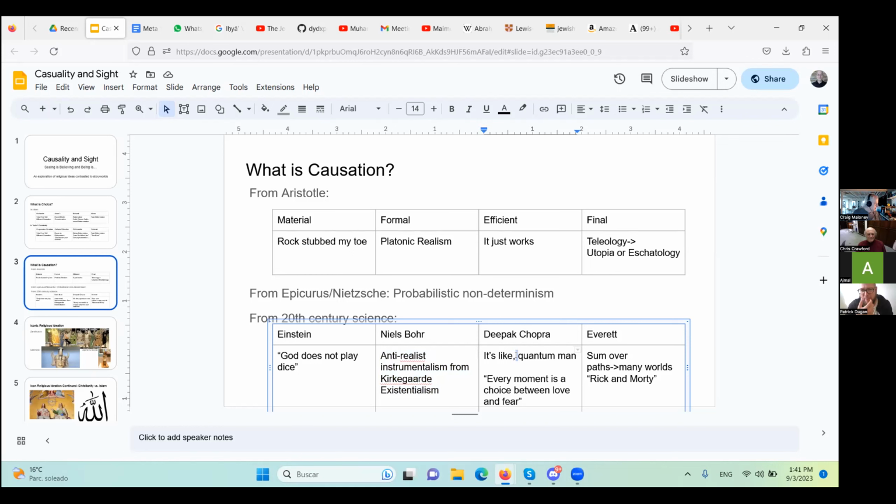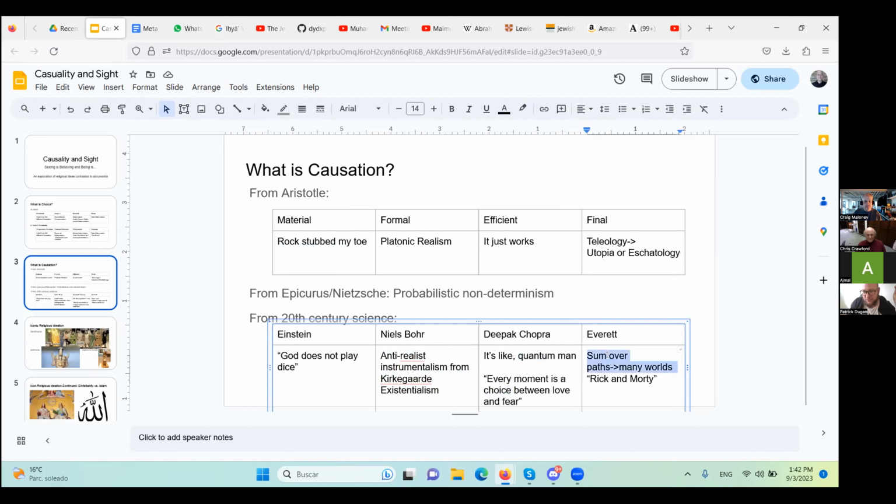And you got Deepak Chopra, who's like, I saw a YouTube ad of this the other day: every moment is a choice between love and fear. So there's a tremendous amount of occasions to make choices in his worldview. And it's like quantum physics, so spirituality, and whatever. Okay. So he's very popular for this.